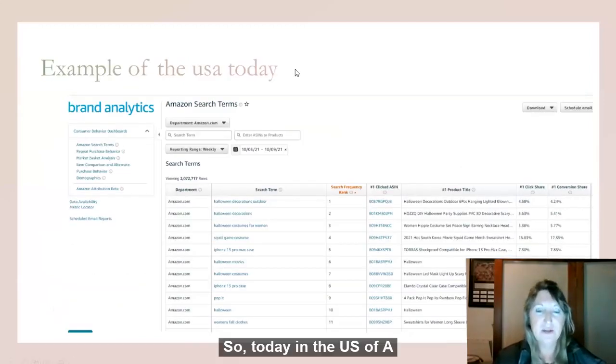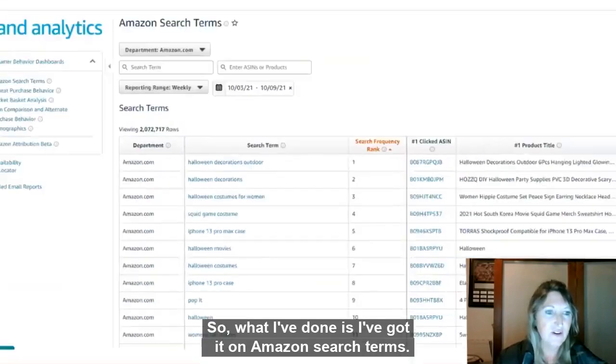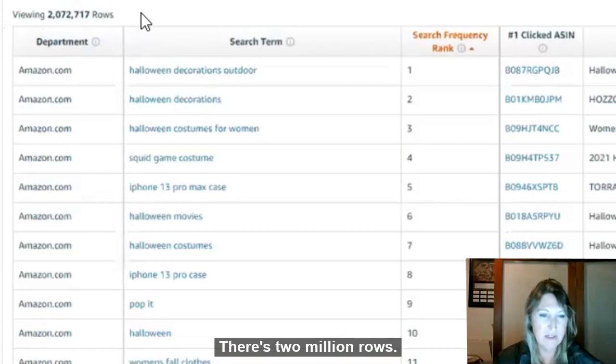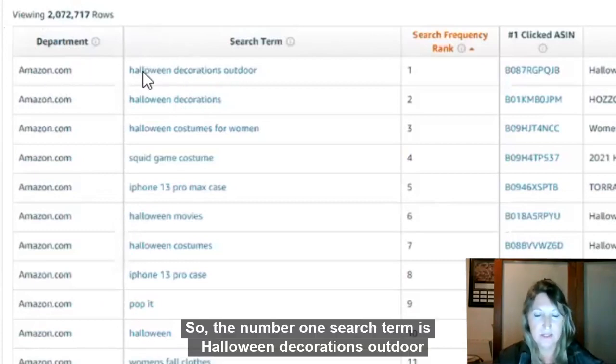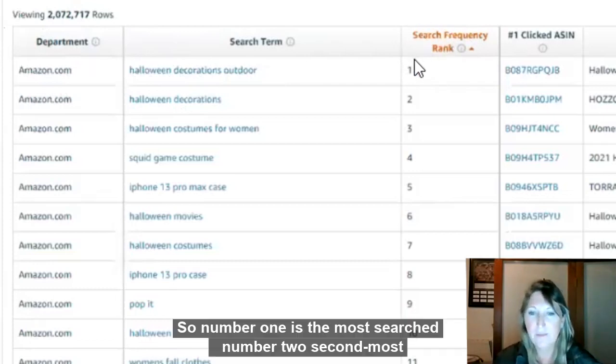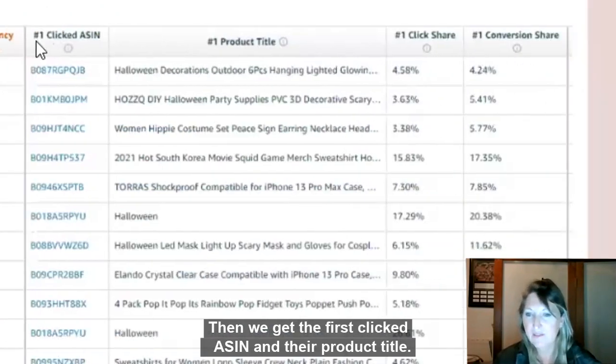So today in the US of A, everyone in America is looking for Halloween decorations outdoors. So what I've done is I've got it on Amazon search terms. I've left the department open. And here it is. There's 2 million rows. So the number one search term is Halloween decorations outdoor, as we can tell by our search frequency rank, which works very much the same as BSR. So number one is the most searched, number two, second most, number three, etc. Then we get the first clicked ASIN and their product title.